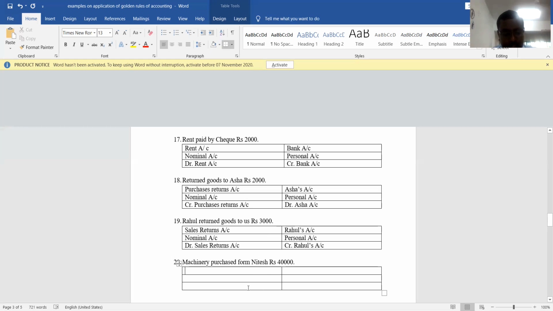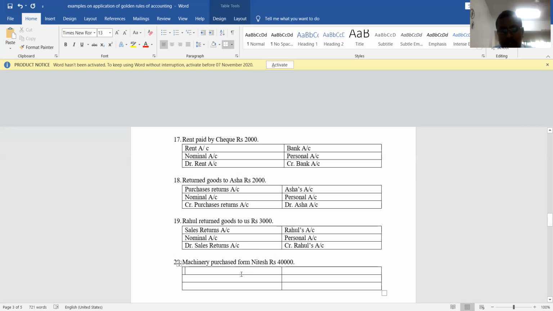Next one is the 20th transaction. What is the transaction? It is machinery purchased from Nitesh rupees 40,000. I told you people that if the name of the person is mentioned in a transaction, it indicates which transaction? Credit transaction. Machinery is purchased on credit from Nitesh.